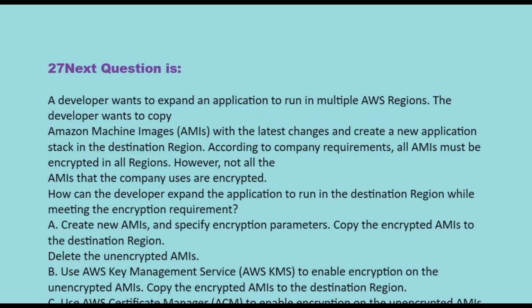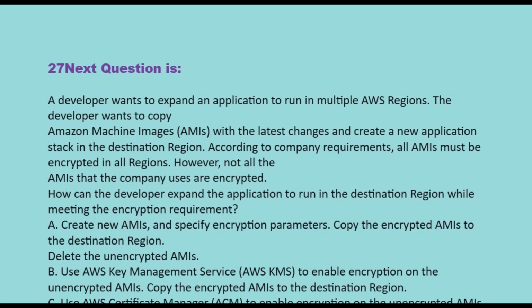Question is, a developer wants to expand an application to run in multiple AWS regions. The developer wants to copy Amazon Machine Images, AMIs, with the latest changes and create a new application stack in the destination region. According to company requirements, all AMIs must be encrypted in all regions. However, not all the AMIs that the company uses are encrypted. How can the developer expand the application to run in the destination region while meeting the encryption requirements?